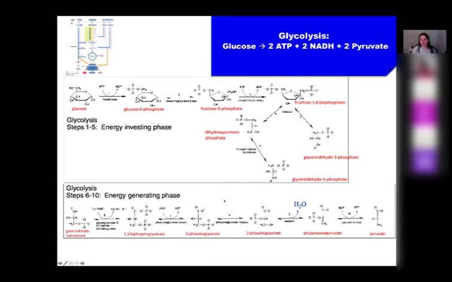And the outcome is we put in 2 ATP above, we got out 4 ATP below, and an NADH, and then basically we have to subtract, right, and get the net output. And so the net output of this whole thing is 2 ATP, 2 NADH, and 2 pyruvate from each molecule of glucose.